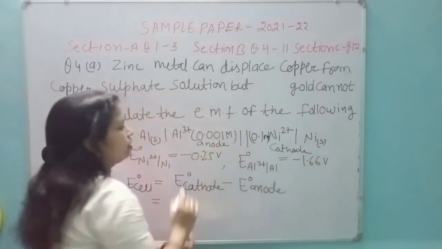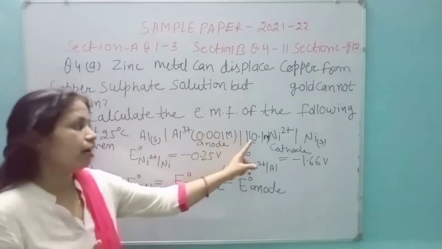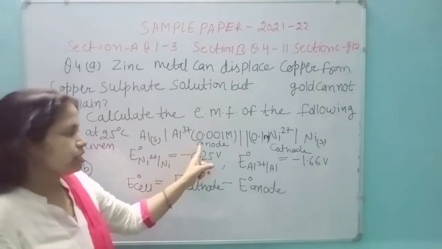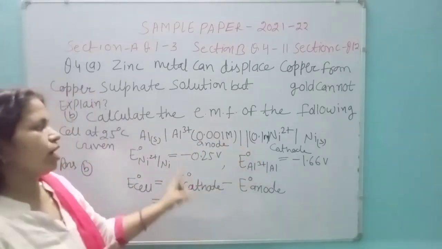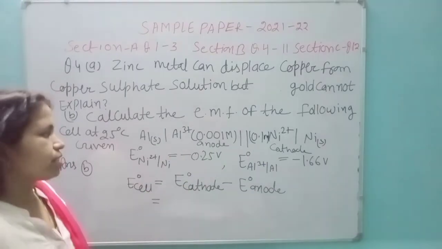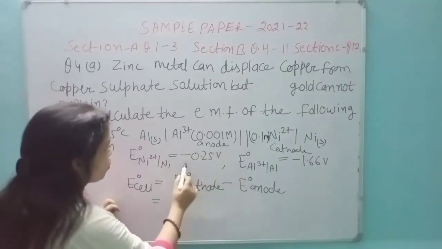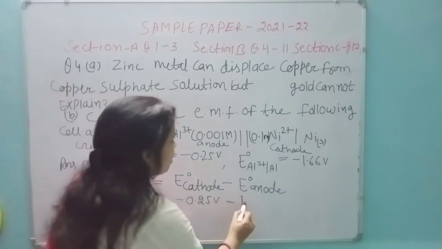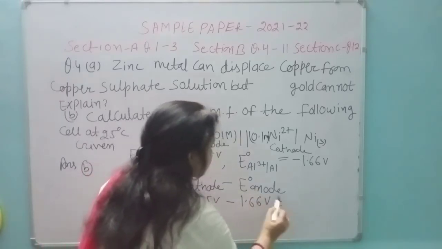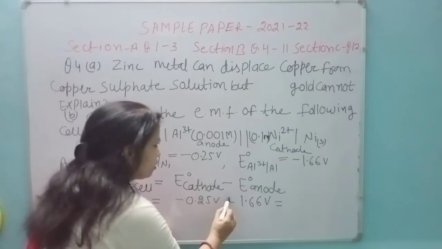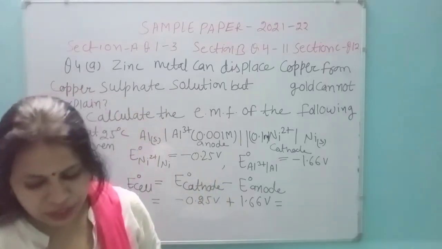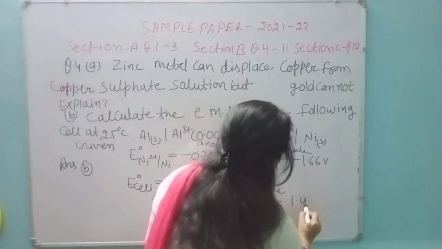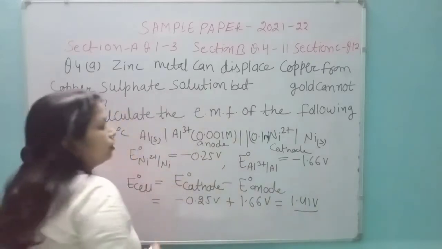Aluminium is highly reactive, more reactive than nickel. Anode is where oxidation takes place, cathode is where reduction takes place. So the highly reactive metal always works as an anode. So cathode is here. So what is the value of minus 0.25 volt minus 1.66 volt? Minus minus gives plus. So what is the answer when we calculate this value? 1.41 volt. So E cell is calculated.